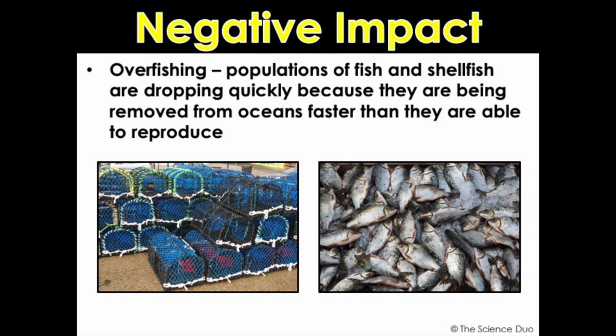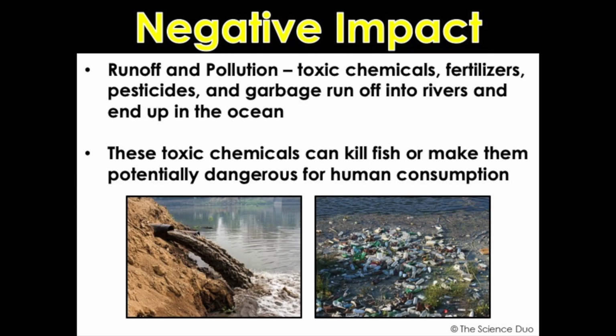However, the negative impact of humans on the ocean is extensive. Overfishing is when populations of fish and shellfish are dropping quickly because they are being removed from the oceans faster than they are able to reproduce. This leaves a void in that ocean food web. Runoff and pollution brings toxic chemicals, fertilizers, and pesticides, as well as garbage, into rivers that lead into our oceans. These toxic chemicals can kill fish or make them potentially dangerous for human consumption.